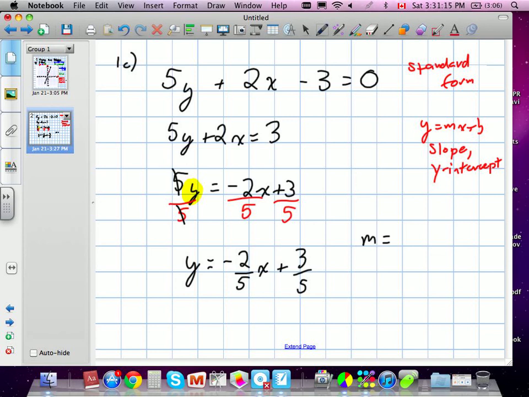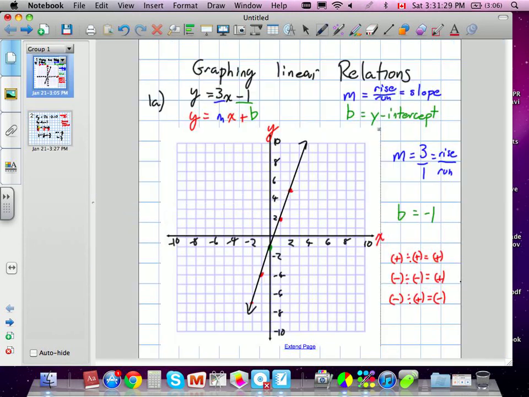-2 over 5. That's right. Okay, and what's my y-intercept? 3 over 5. It's a fraction, so what that means is, we'll refer to a graph here quickly. 3 over 5 is like 0.6, so I'm going to be somewhere here, just in between, right? If I zoomed in, you could probably get a very good idea of what I'm talking about. But we're going to be there, 0.6.